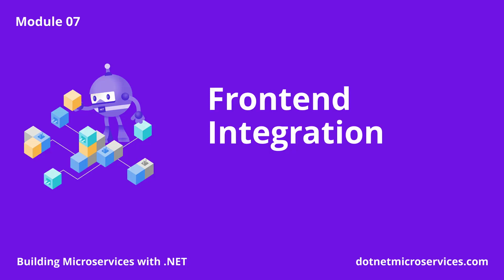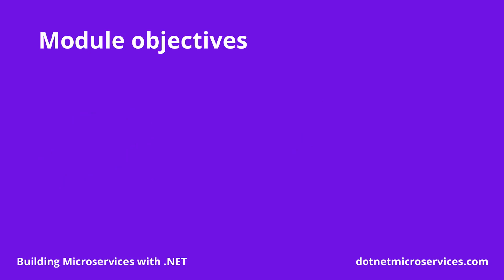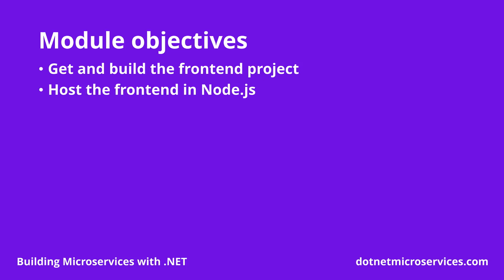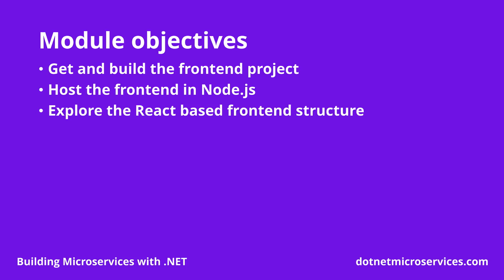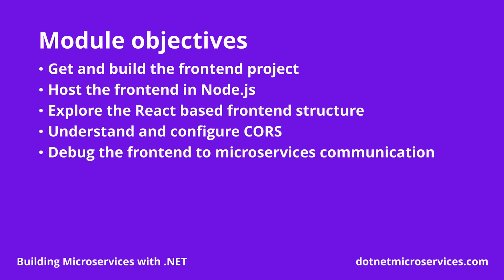In this module, you will connect the provided front-end project to your microservices to enable basic end-to-end scenarios from a modern single-page application. By the end of this module, you will have a solid understanding of the following: how to get and build the front-end project in your box, how to host the front-end project in a Node.js server, what is the structure of the React-based front end, what is CORS and how to configure it in your microservices, and how to debug the communication between the front end and your microservices.